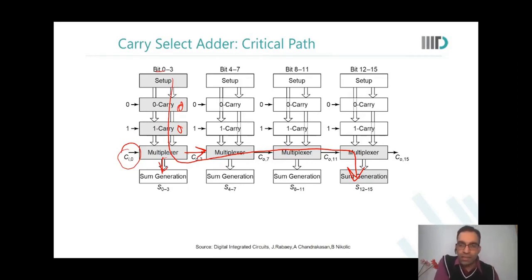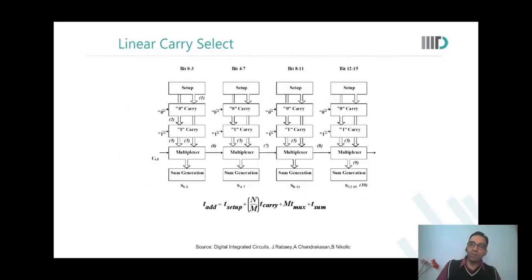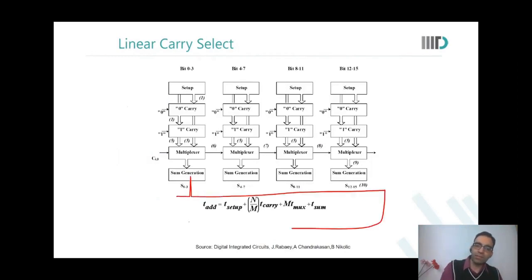So if we look at slightly more advanced versions of this, over here notice we're talking about S0 to 3, S4 to 7, S8 to 11, S12 to 15. In a more advanced version, when we have it as this, then this is what my total adder delay is: setup plus n by m into t carry plus m into t mux plus t sum. So this is what you would get as the overall delay of this system.